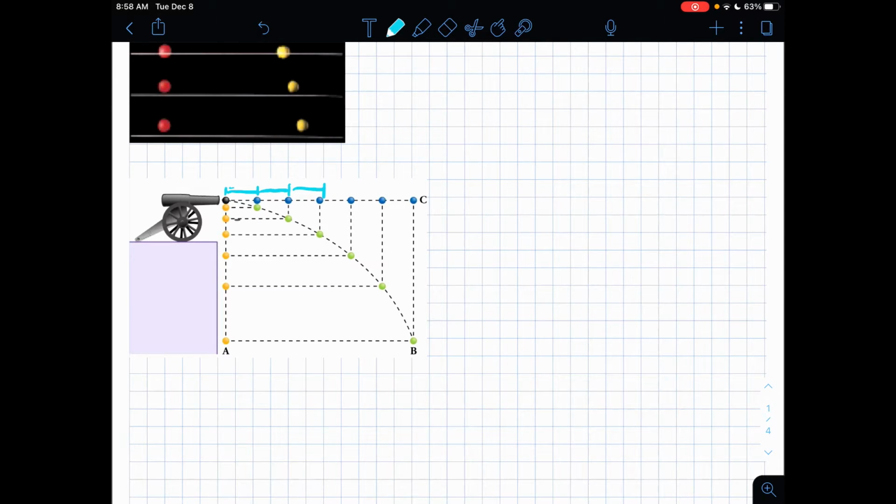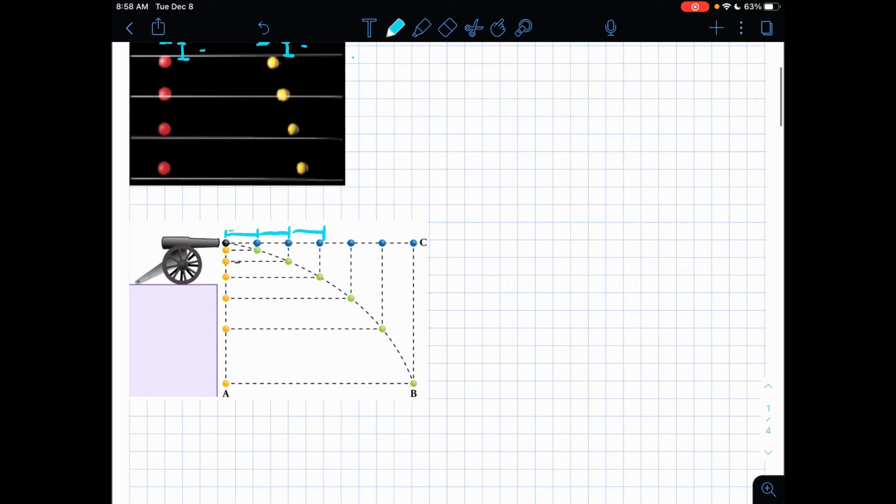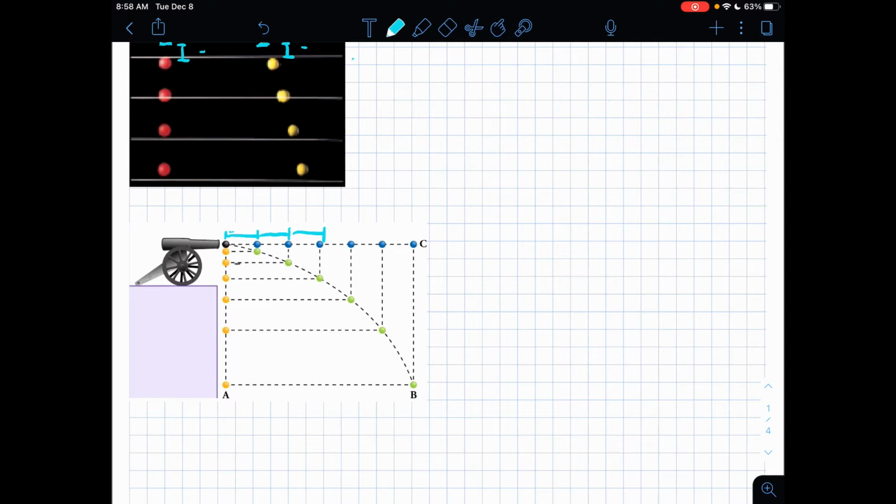Now you may be thinking, well, if you were to shoot a cannonball out of a cannon, gravity would still be acting upon it, right? So why doesn't it affect the horizontal motion? Well, that's because gravity is acting on the vertical plane, which is why it doesn't affect the horizontal motion of the ball, because they're in 2 separate planes.